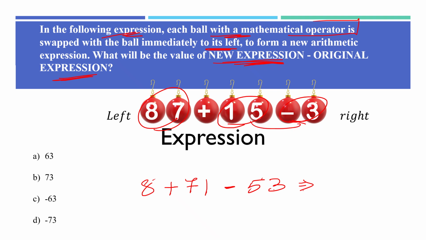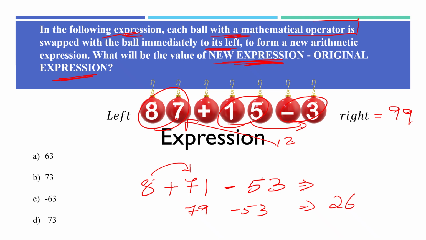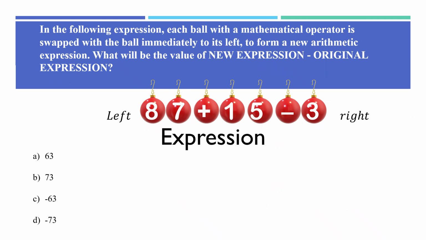So let me first do 15 minus 3, you get 12. Add 12 to this 87, we have 99. And here let me first add this. So I get 79 minus 53, I get 26. Okay, the question is what will be the value of the new expression? The new expression is 26, minus the original expression, which is 99.